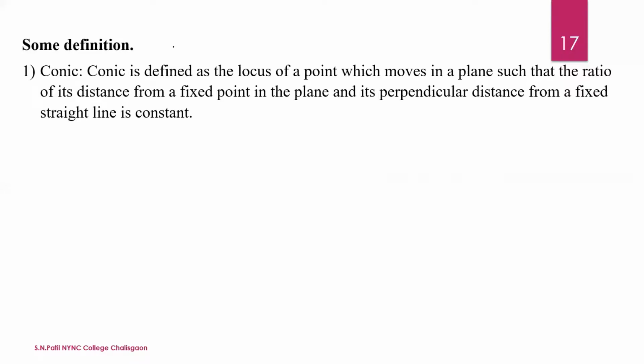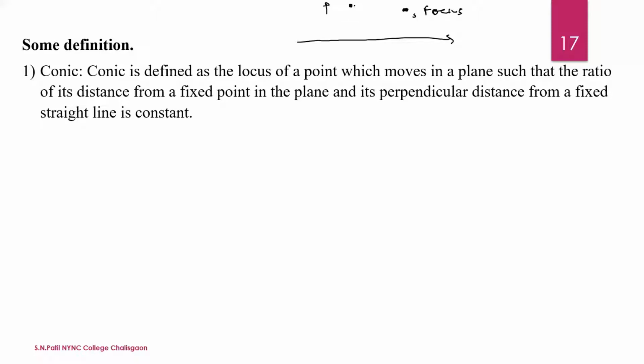Now some important definitions. The first one is conic. Conic is defined as the locus of a point which moves in a plane such that the ratio of its distance from a fixed point in the plane and its perpendicular distance from a fixed straight line is a constant. Suppose this is the directrix and this is the fixed point. The fixed point we call a focus. Okay, and P is any moving point in the plane.